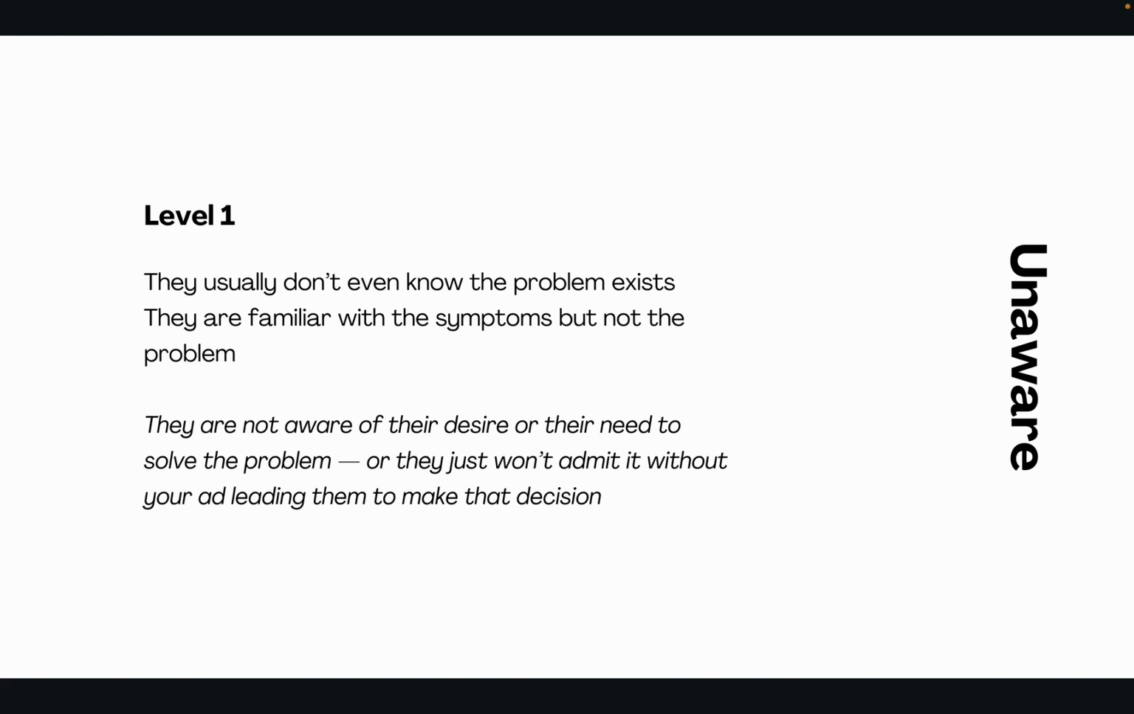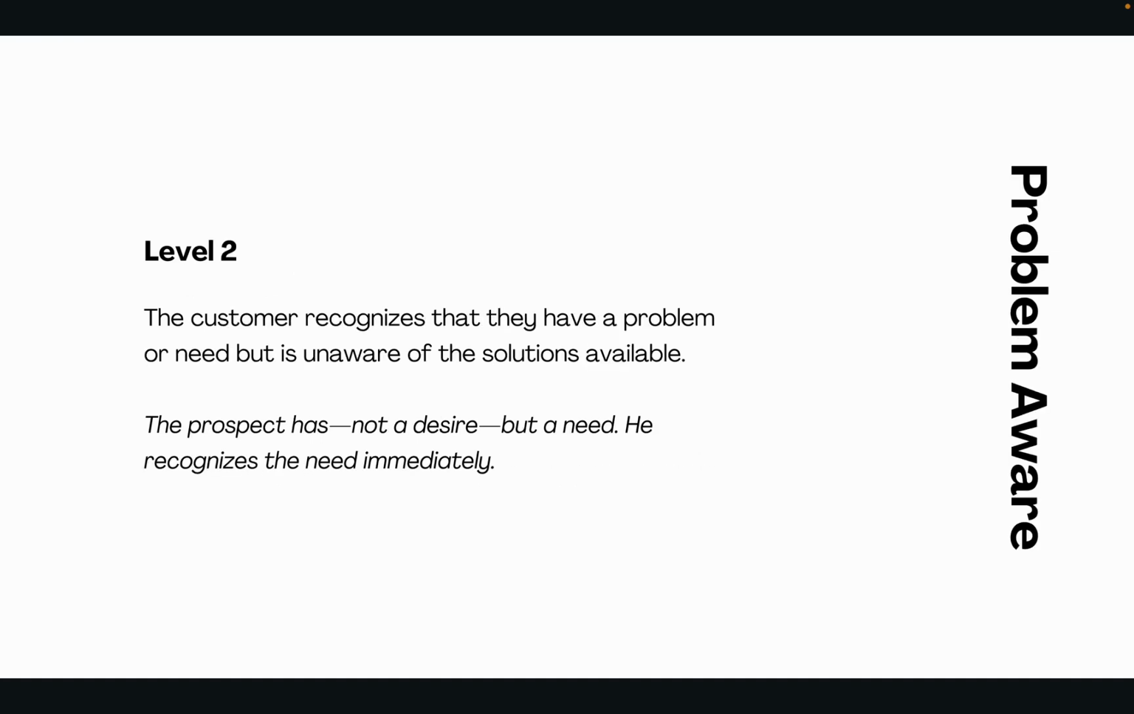Okay, and that is what the unaware prospect looks like. So the next level of awareness is the problem aware group. In this level, the customer recognizes that they have a problem or a need, but they are unaware of the available solutions.